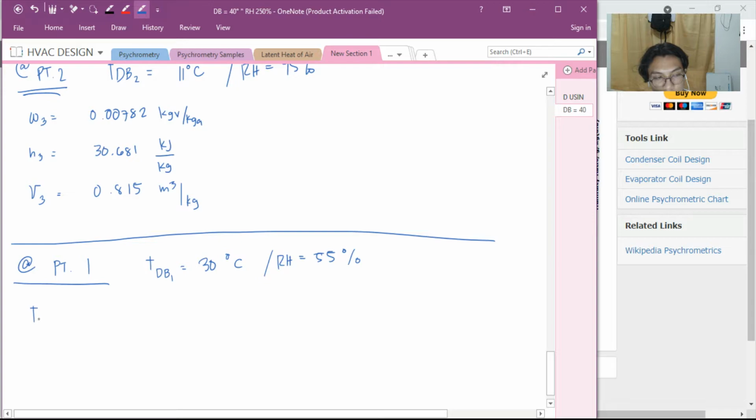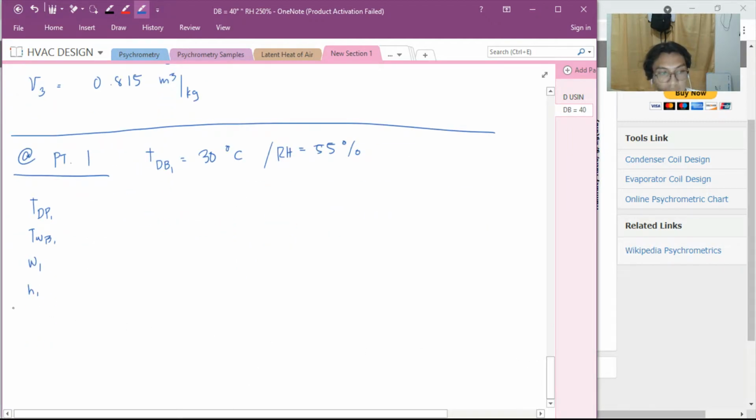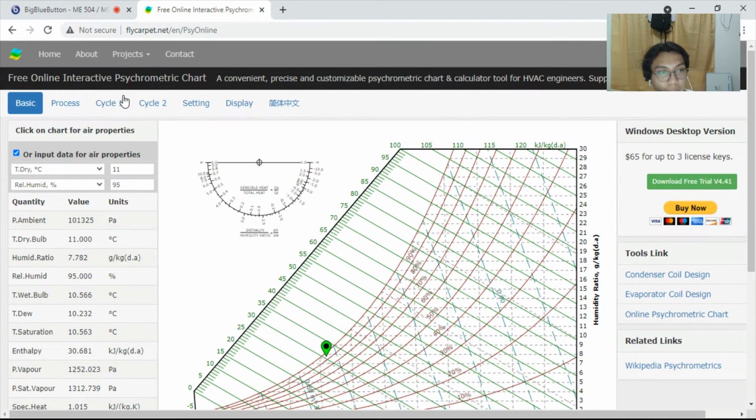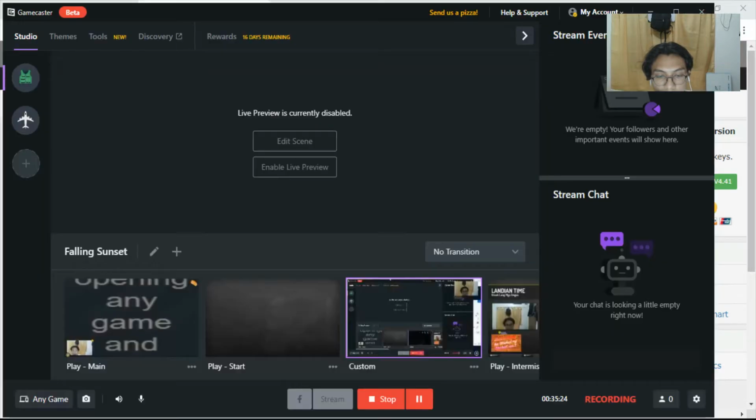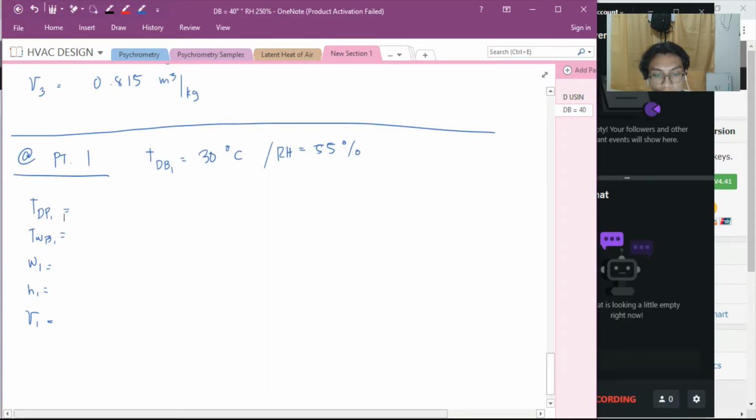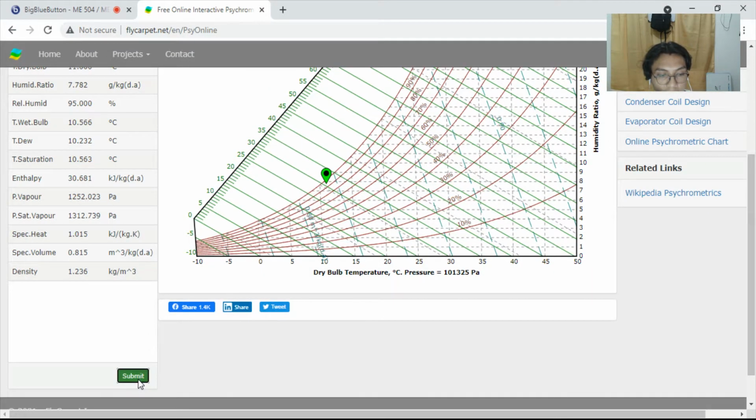So, alamin natin si dew point, wet bulb, omega 1, H1, tsaka yung specific volume at 1. Para malaman natin yung mass of air sa 1. Tignan natin kung magbabalance. So, balik tayo dito, 30 and 55. Ayan, 30 and 55. Press natin sa submit.